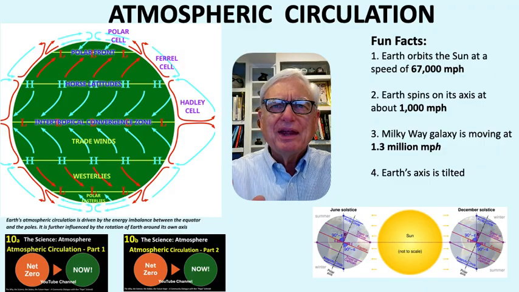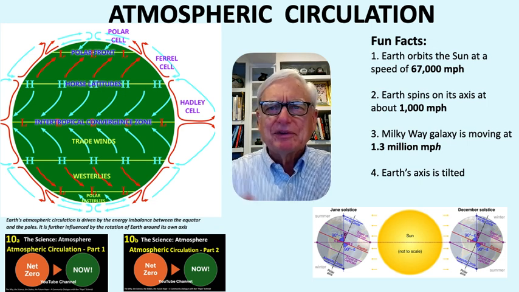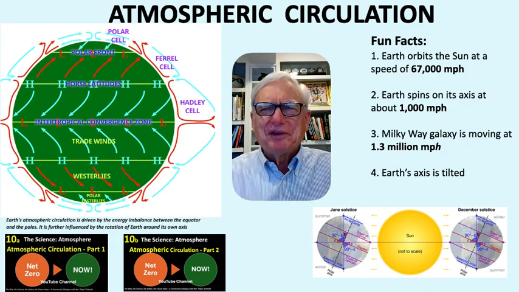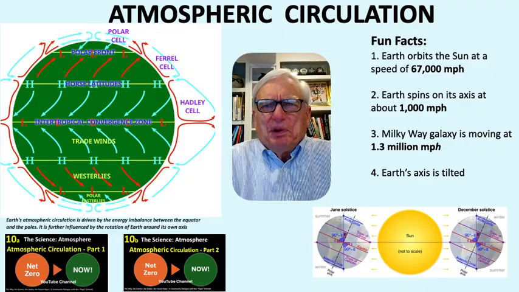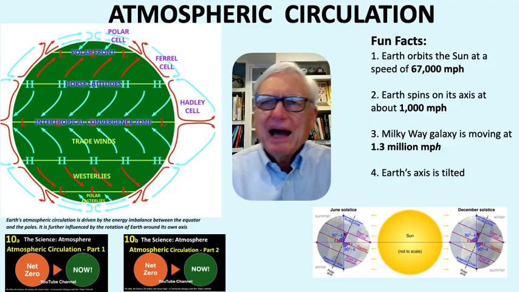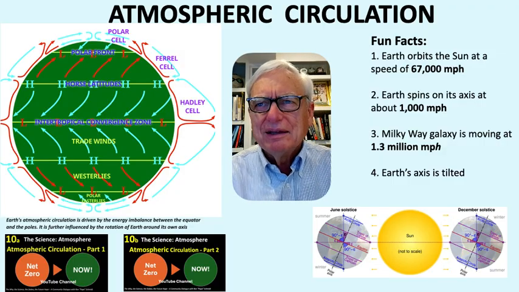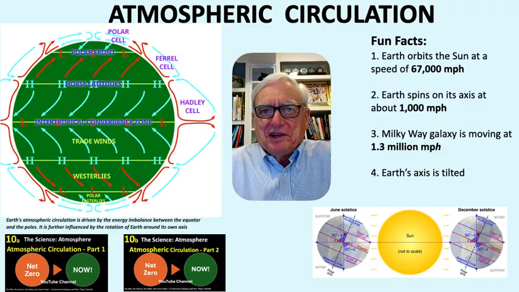So those cells and those wind patterns are really driven by a couple of things. Some of the things we don't really experience or sense when we're outside just looking at the sky. And that is that the Earth is orbiting around the sun at 67,000 miles per hour, and to us it seems like we're standing still, right?